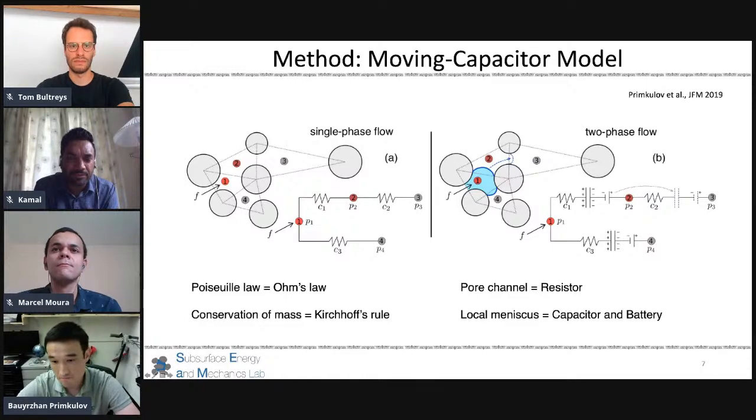So a capacitor, typically it's used to store charge. So you would build up charge up to a maximum, after which you get the dielectric breakdown, you break it. Similar way with the interfaces, you build the interface curvature up to a maximum, and then the invading fluid invades the pore. And then you move the interface, that is, you move the capacitor to a new location. So that way you reduce the fluid-fluid displacement problem to a series of linear equations that you advance in time.